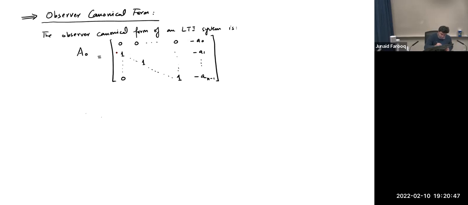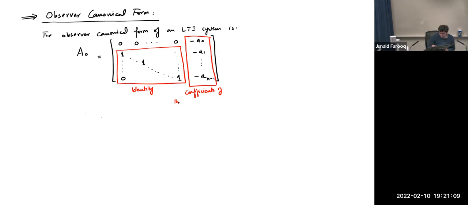All right, so basically this piece here is identity. This piece here is coefficients of the denominator polynomial.